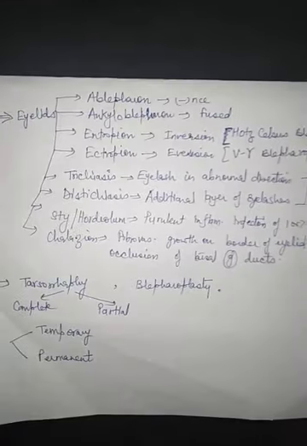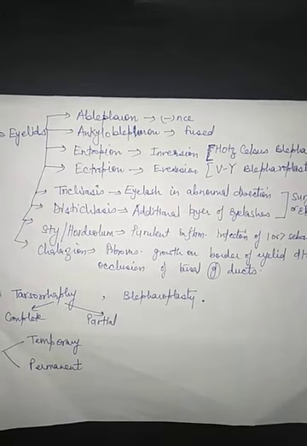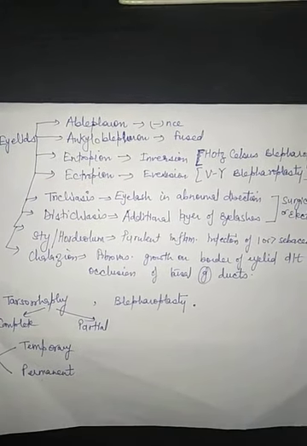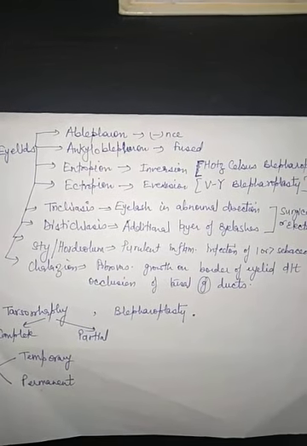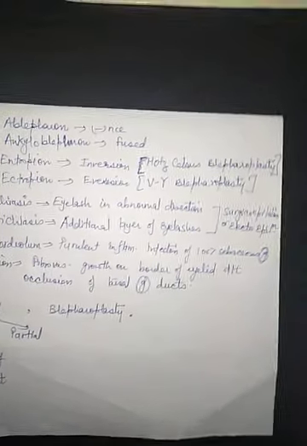Next condition is the ectropion, that is the eversion of the lower eyelid, and again it exposes the bulbar conjunctiva and causes severe lacrimation. To correct it, we go for the VY blepharoplasty.